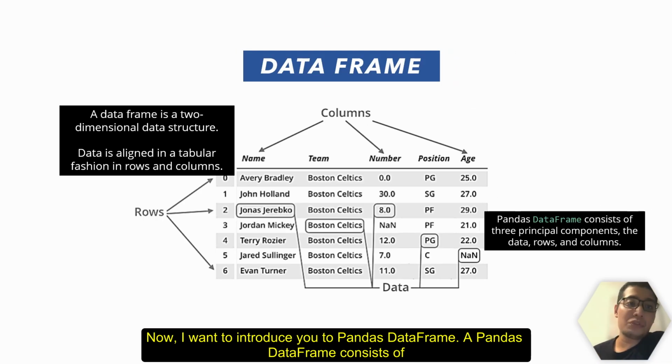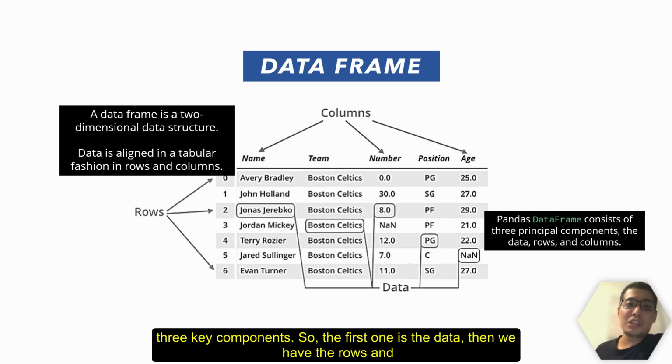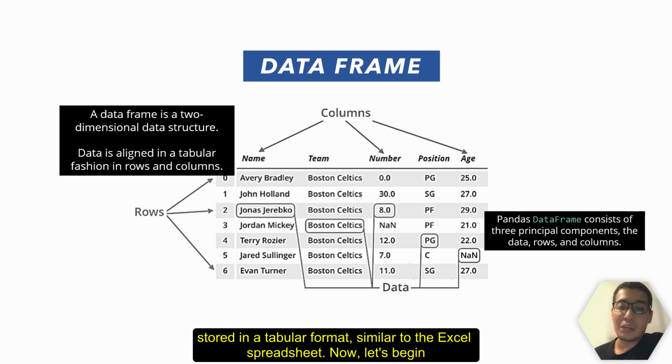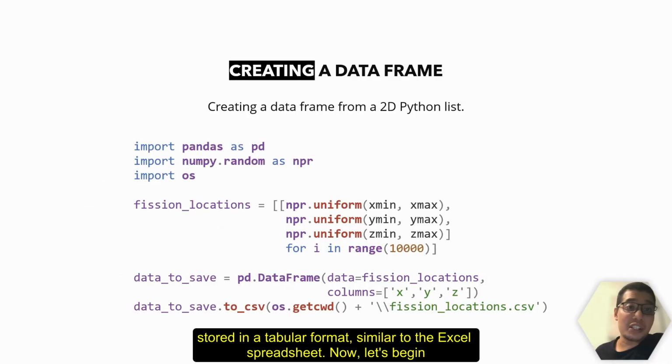Now, I want to introduce you to the Pandas data frame. A Pandas data frame consists of three key components. The first one is the data, and then we have the rows and also the columns. It is a two-dimensional data structure where data is stored in a tabular format, similar to an Excel spreadsheet. So now let's begin coding.